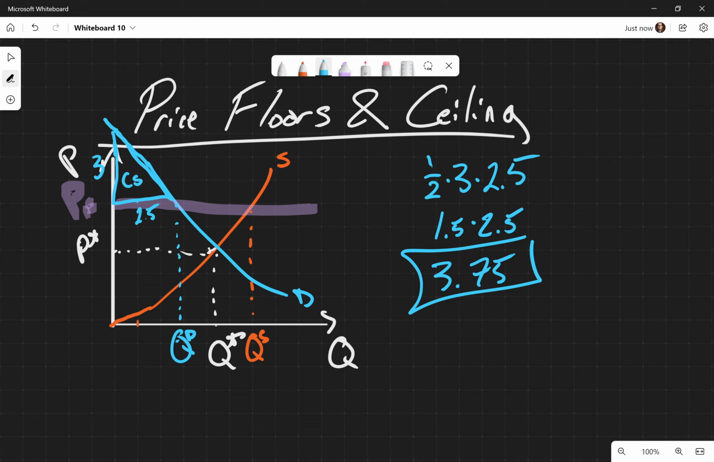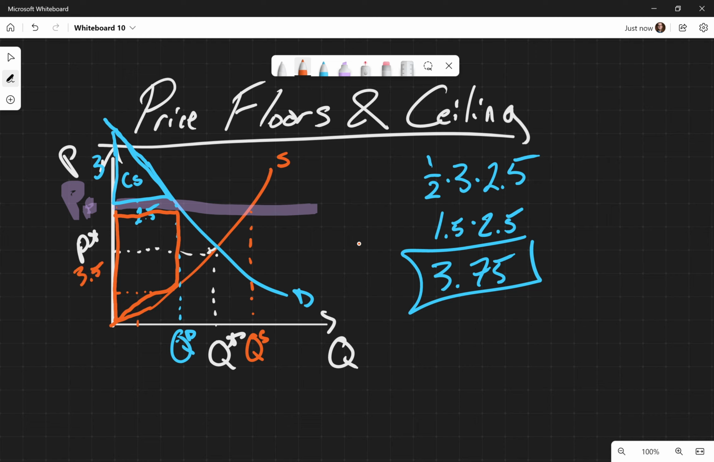The producer surplus is a different story, right? The producer surplus before was this triangle, but now since the producers are getting this price instead of the old equilibrium price, the new producer surplus is going to be this weird quadrilateral thing. And in order to get the area of this, we have to cut it up into two pieces, right? We have to get a rectangular piece, which is going to be, let me see here, 1, 2, 3.5.